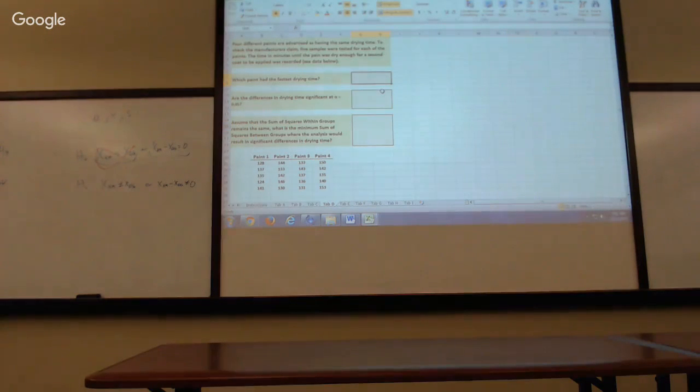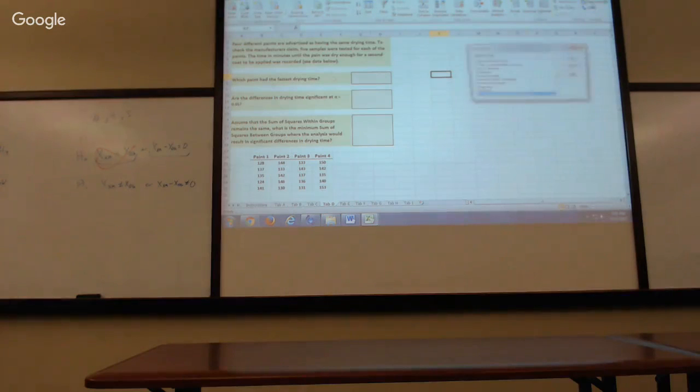Which paint had the fastest drying time? We can answer that question in a second, but to do this, we're going to go to data analysis, ANOVA, since we're only working on one single factor.